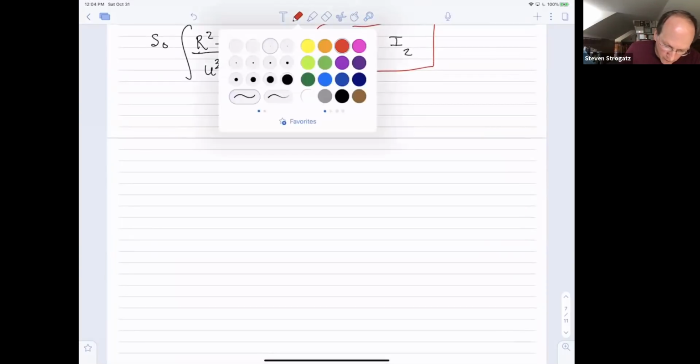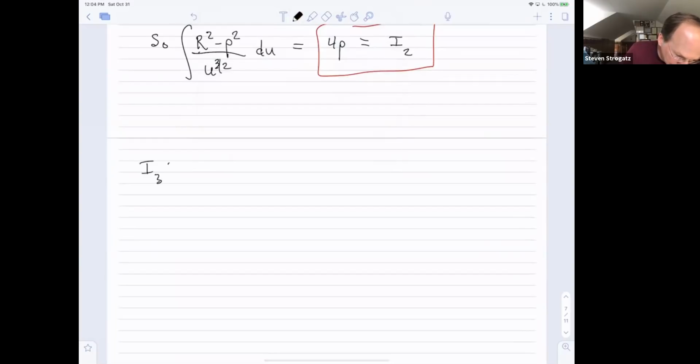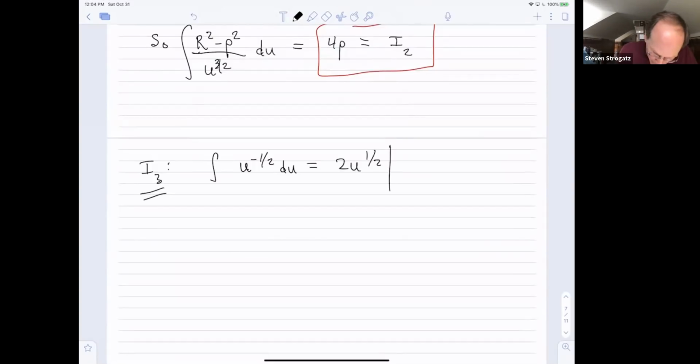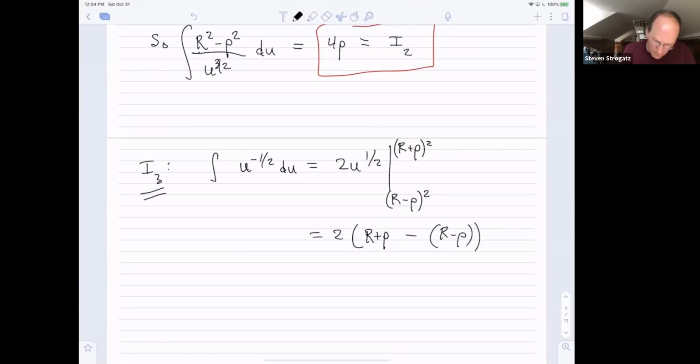Okay, so let's just quickly do that. Dealing with I3. All right, so doing the integral of u to the minus 1/2 du, that gives me 2 u to the 1/2, and then that's again supposed to be evaluated for u limits r minus rho squared and r plus rho squared. So this simplifies to 2 times r plus rho minus r minus rho, and that just becomes 2 rho. Oh, sorry, 2 rho times 2. So 4 rho. Wow.